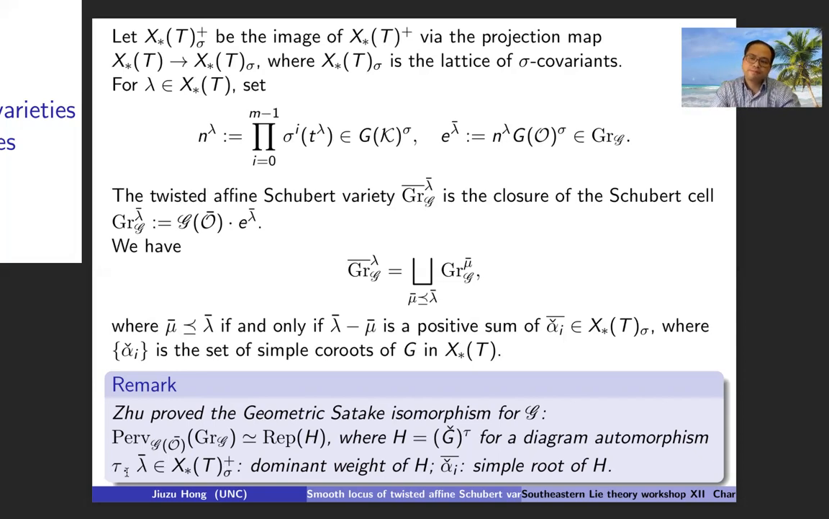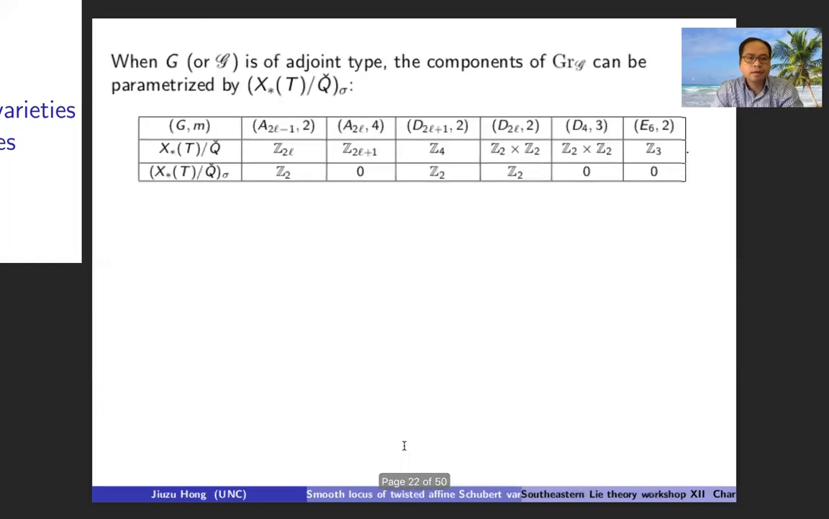So sigma is written as a product of a diagram automorphism and an inner part, and this diagram automorphism corresponds to sigma. And under this correspondence, everything can be explained. So, for example, lambda bar in the image of X_*(T) plus sigma actually is a dominant weight of H, and phi check bar will be the simple roots of this algebraic group H. Okay? So H will be a reductive group, of course. So again, we always assume G to be of adjoint type.